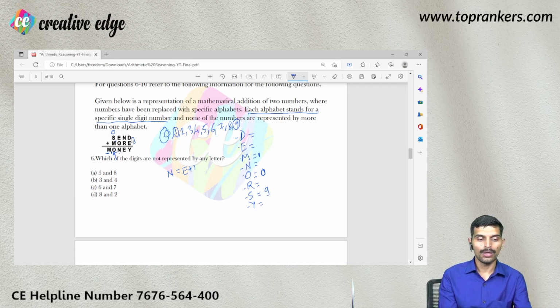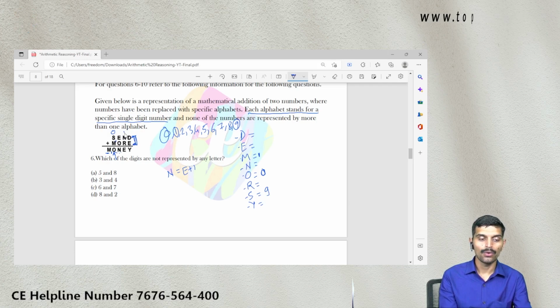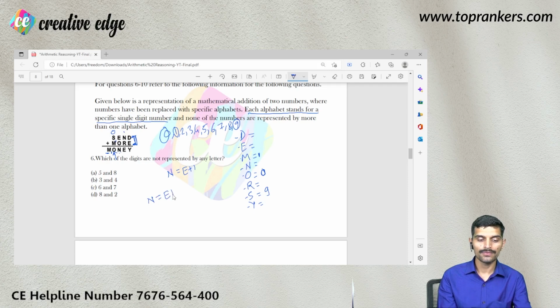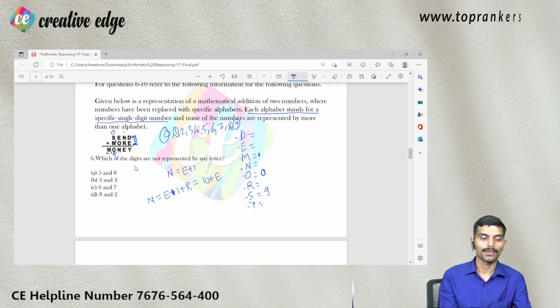Right. So now let's try to decode this part. Let's come back to this part. D plus E gives us Y and there has to be one carry. Why there has to be one carry? Because if there is no carry, 1 N plus 1, this N is nothing but E plus 1. E plus 1 plus R can give us 10 plus E, right? And that is 1 plus E is equal to N. So either there is a carry if this is D plus E.